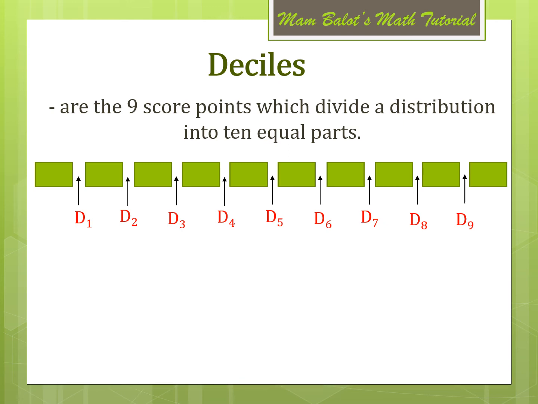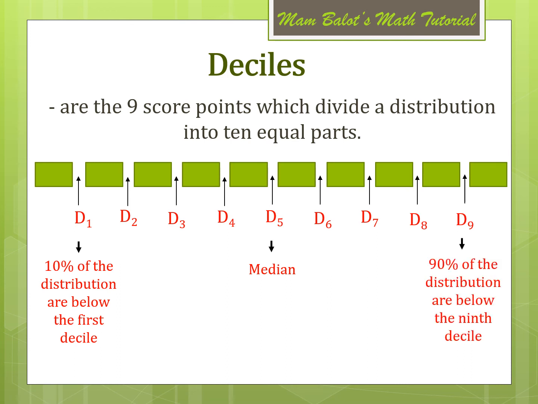So in the first decile, there are 10% of the distribution that are below this point. Then, in the second decile, we have 20% of the distribution below it, and so on. Then, d sub 5 is the median. So this is also equal to the second quartile. And so on until we have d sub 9, where 90% of the distribution are below this point.